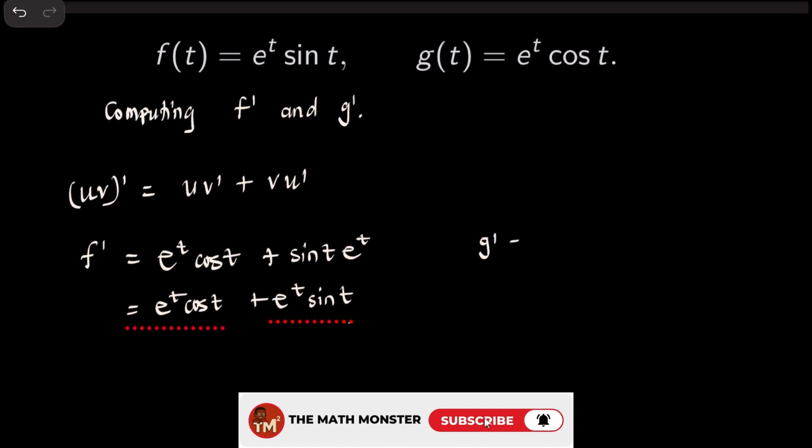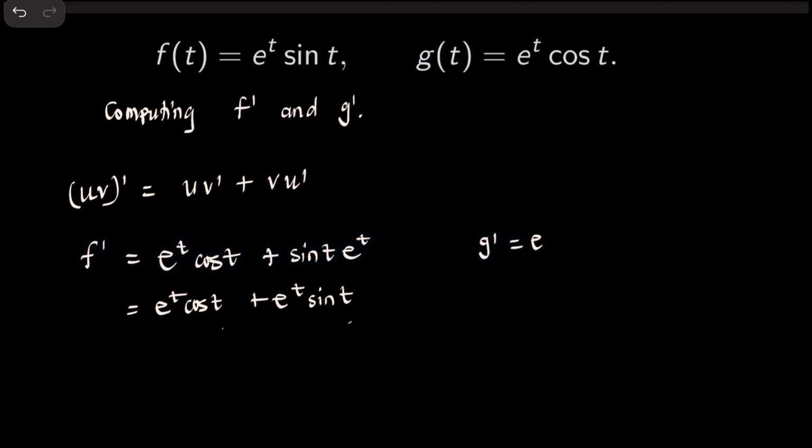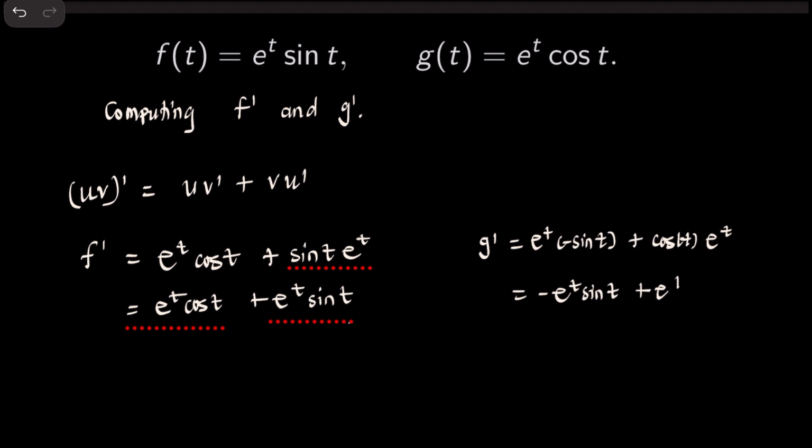Let's compute g prime. Here also you have to apply the product rule. So that's going to give us e^t, and when you differentiate cosine of t, you have minus sine of t, then plus, you now keep cosine of t and you differentiate e^t, which is e^t. So this is equal to minus e^t sine of t plus e^t cosine of t.